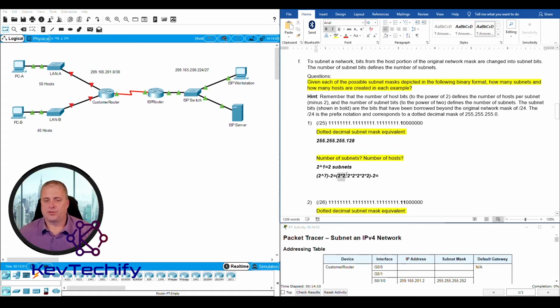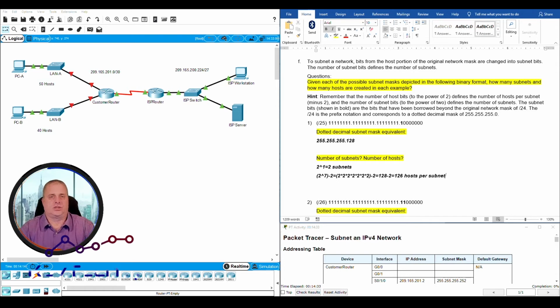2 times 2 is 4, times 2 is 8, times 2 is 16, times 2 is 32, times 2 is 64, times 2 is 128. 128 minus 2 gives us 126. 126 hosts, and that is per subnet. So each subnet can have up to 126 hosts.